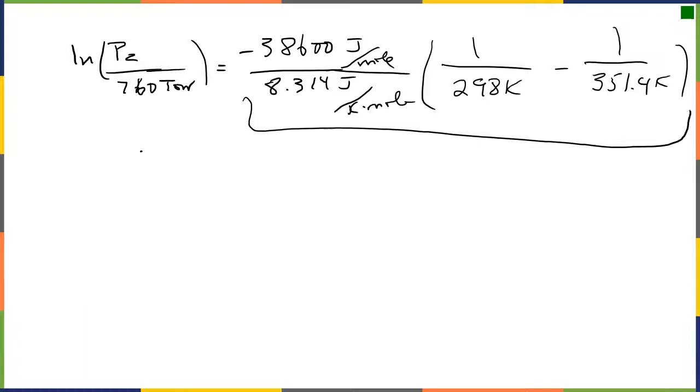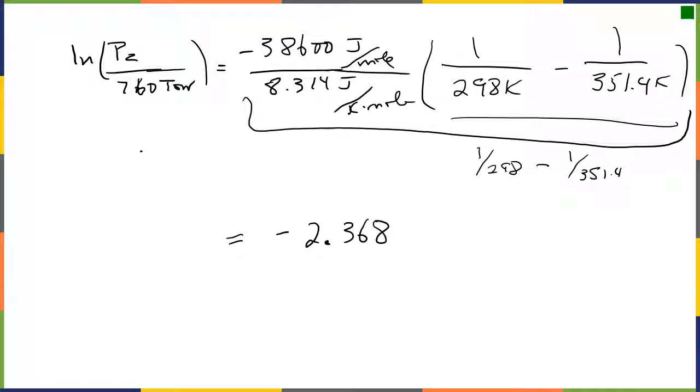Everything on this side of the equation is simply a number. Take the stuff in the parentheses first. Make sure that you do not commit crimes against mathematics. You really do need to take 1 and divide it by 298 and subtract 1 divided by 351.4. And when you do this, you're going to get some numbers. I'm going to get on this side of the entire equation minus 2.368 when I do my subtraction between my fractions and multiply by delta H and divide by my R value. This is a number, and on the other side of the equation, I have P2 over 760.